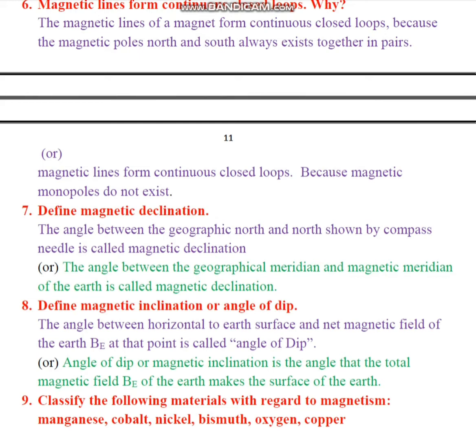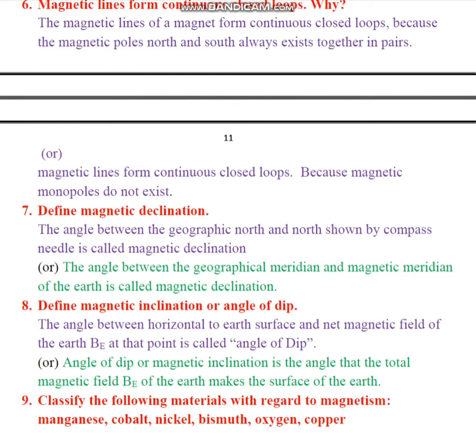And the next one, define magnetic declination. The angle between the geographic north and north shown by compass needle is called magnetic declination, or the angle between the geographical meridian and magnetic meridian of the earth is called magnetic declination.